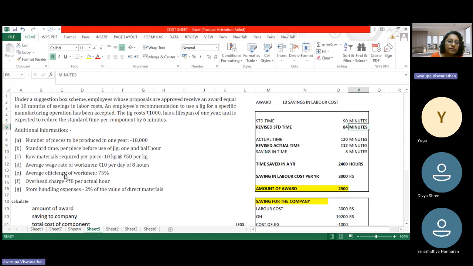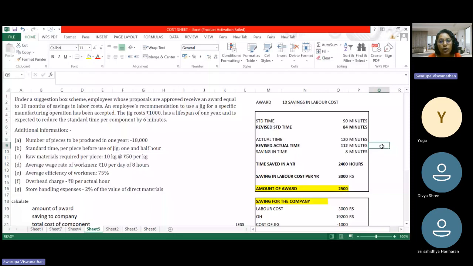Now, average efficiency of workmen is 75%. They are not going to work at 100% efficiency, and only if you work at 100% efficiency will you be able to match the standard time. But they are working at 75% efficiency. So what will be the actual time? Actual time will be 90 by 75%. So 120 minutes was the actual time before using the jig.